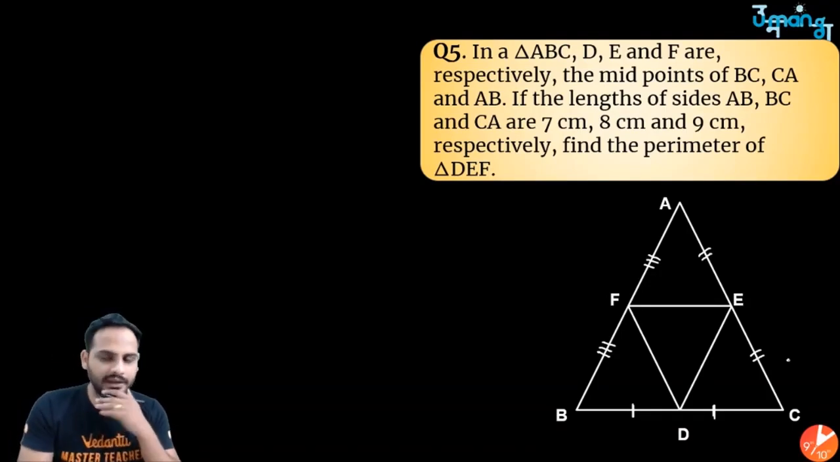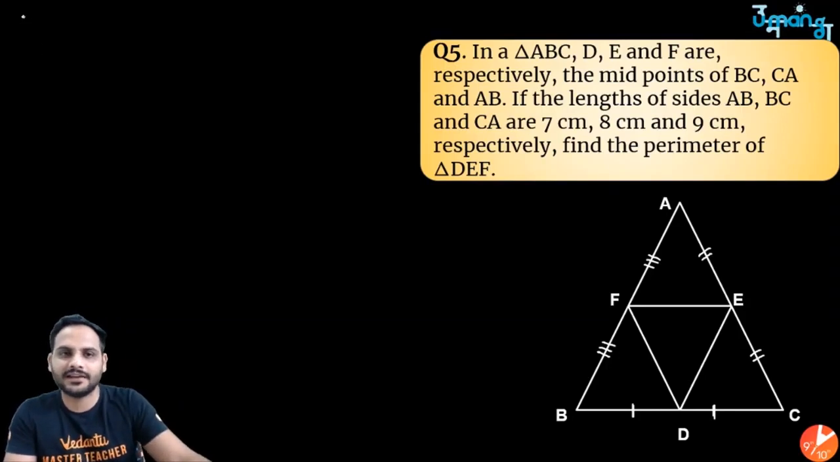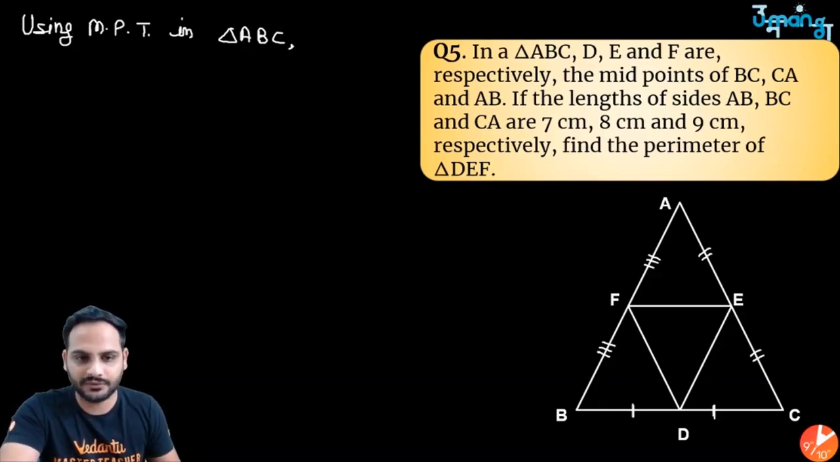तो एक बात दिख रही है क्या यार, कि साफ दिख रहा है कि सर मिड पॉइंट्स दिया हुआ है, तो I can clearly use midpoint theorem. तो I can say using midpoint theorem in triangle ABC. अब तीन तरीके से midpoint theorem I can use.